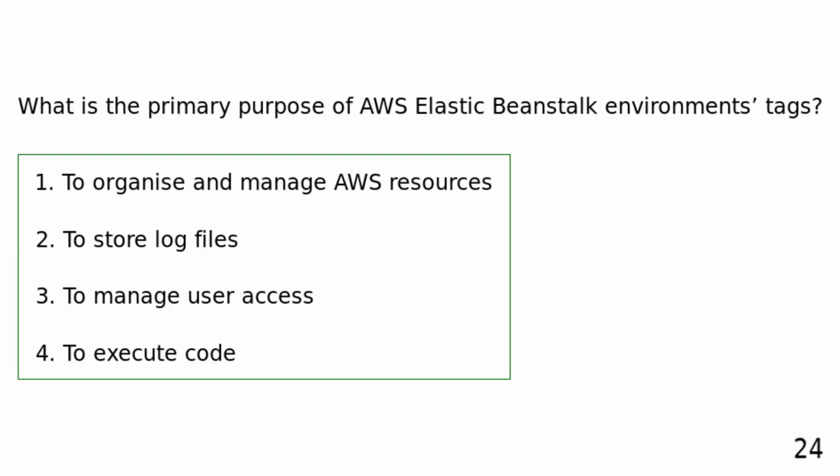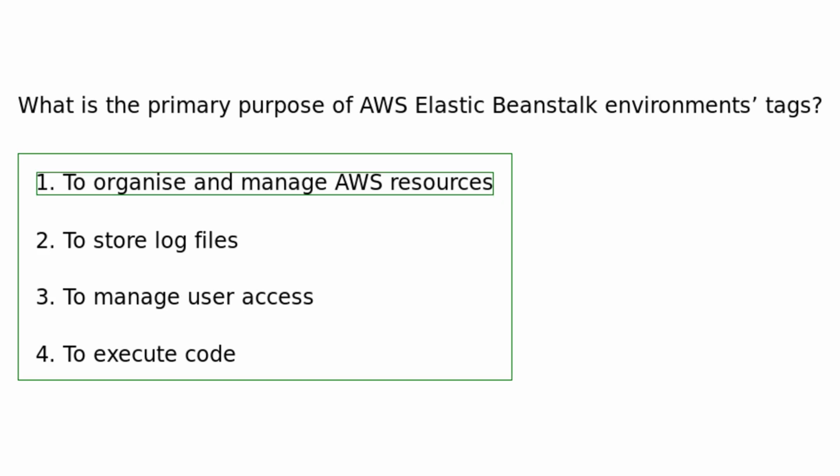What is the primary purpose of AWS Elastic Beanstalk environments tags? To organize and manage AWS resources. To store log files. To manage user access. To execute code. Tags help organize and manage AWS resources by allowing you to categorize them for better visibility.